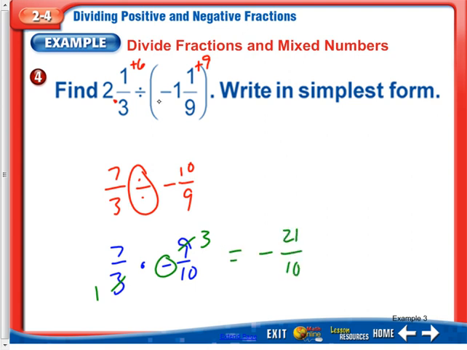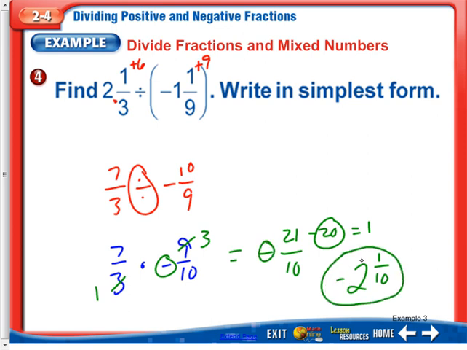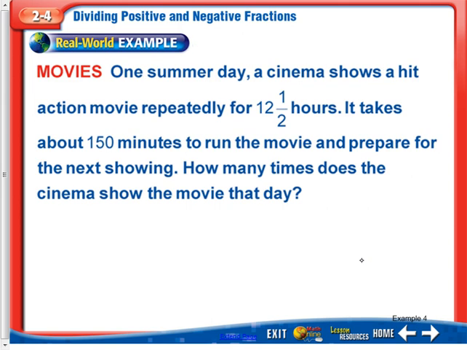We do need to get it into a mixed number because the problem gave it to us as a mixed number. If I subtract 20, it's going to be 2 wholes with 1 left over. So I'm going to do 2 and 1/10. Remember, the answer is negative, so get that negative sign in there, and that's your final answer.